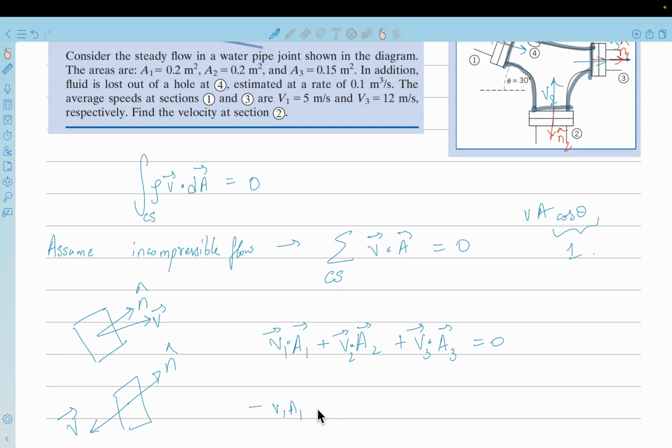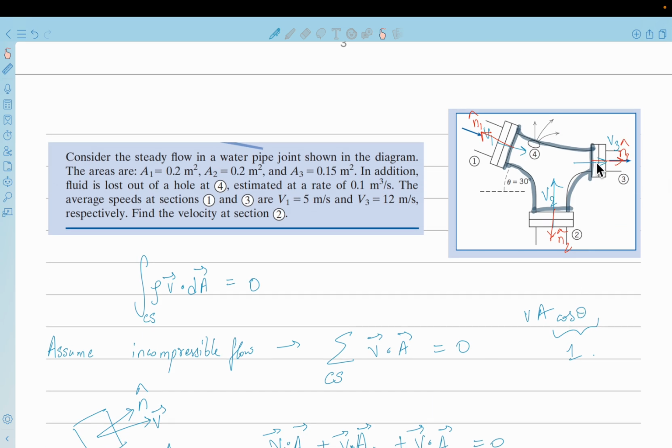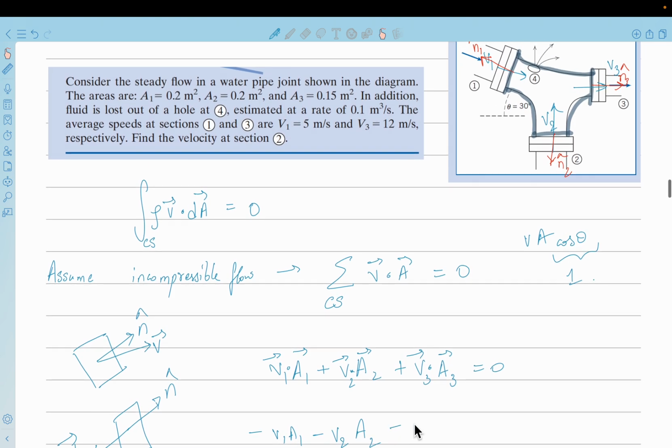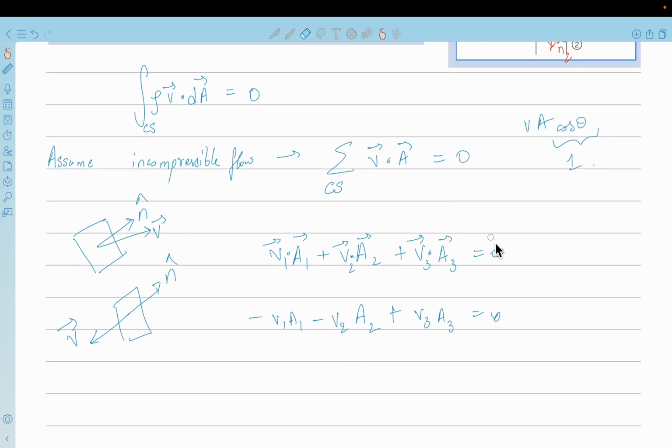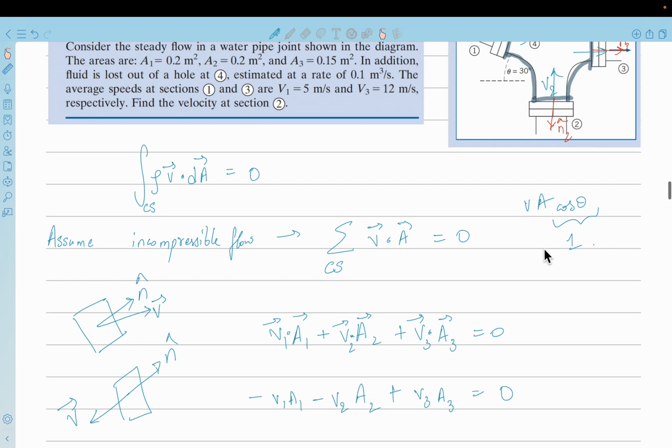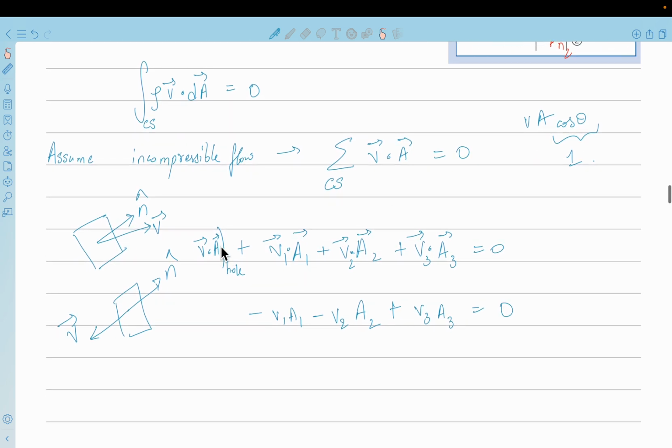It is negative still. Okay, and V3 A3 is positive. Okay, and this is equal to 0. Yes. Oh yeah, I forgot. Okay, yeah. Plus there is also V dot A through the hole. Thank you. Completely forgot the hole. Fine.